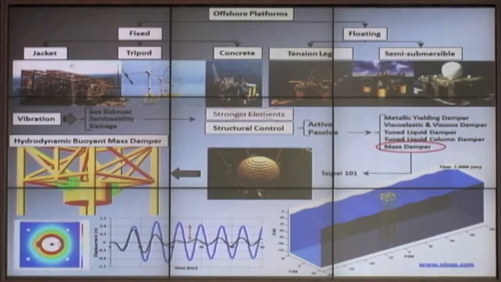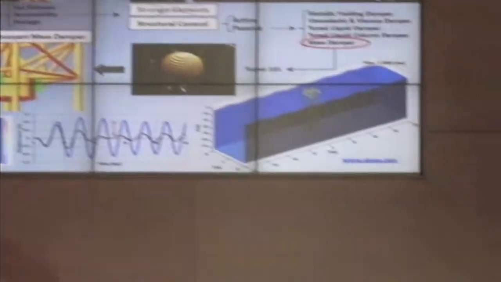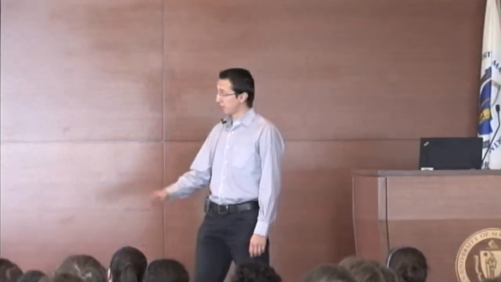Have you ever Googled the phrase offshore platform? There are plenty of them spread in the oceans and seas all over the world. Some of them are fixed, like jacket type, tripod, and monster concrete structures. And some of them are floating, like semi-submersible and tension leg platforms.